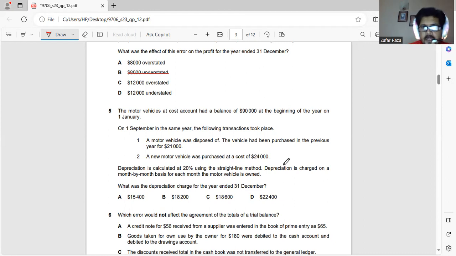Now, first what we have to do, old asset which cost 90,000, we have to deduct 21,000 out of that. It makes 69,000. Okay.